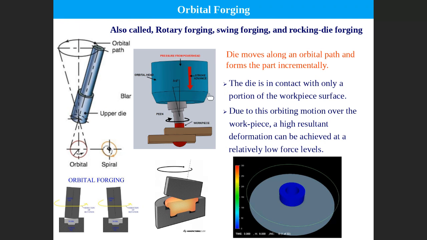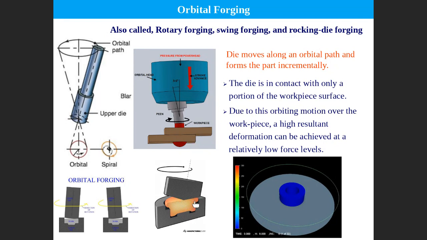Okay, next is what we call orbital forging. With orbital forging, listen to me guys, it is a way to do a forging operation, but we do partial forging at a time. We do not do full forging, but partial forging at a time. Why do we do partial forging? To reduce the load, actually.